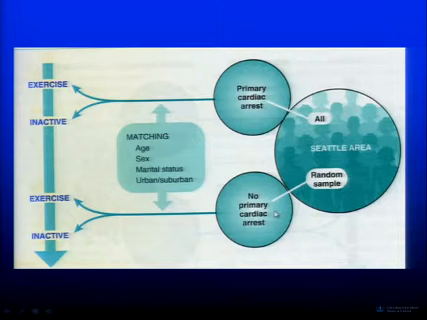without cardiac arrest. We talked about sometimes how we match on things. In this case, they're matching on age, sex, marital status, and urban or suburban area that they live in. And part of that is because the hypothesis here is that prior exercise might influence whether or not someone gets an MI. So you get these people from the population, and then you ask about their prior exercise. Did they exercise or were they inactive? So everyone clear on what we're doing here?